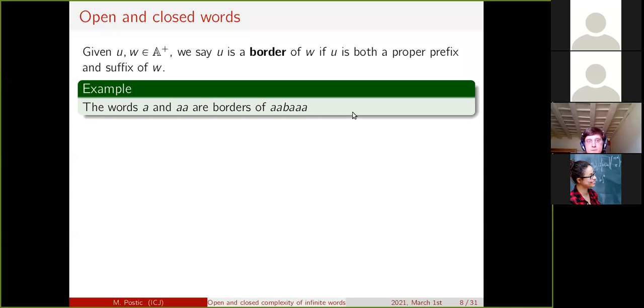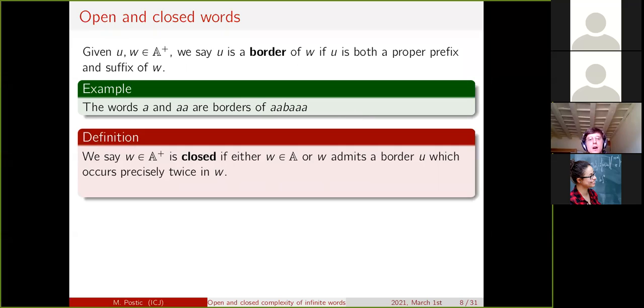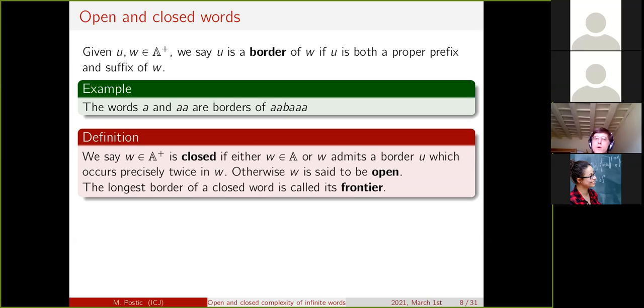So we have that this word is bordered, and using the borders, we can define what a closed word is. A word is said to be closed if it admits a border which appears only twice, once as a suffix and once as a prefix in the word W. And a word which is not closed is said to be open. This terminology is due to Gabriele Fici, and it's quite recent. And in a closed word, the longest border is called a frontier.